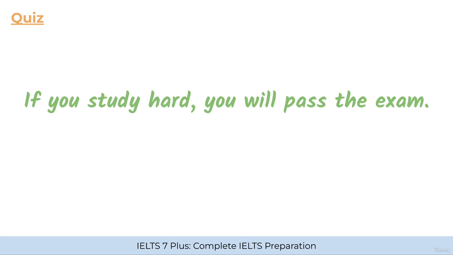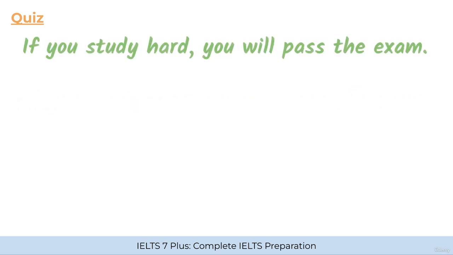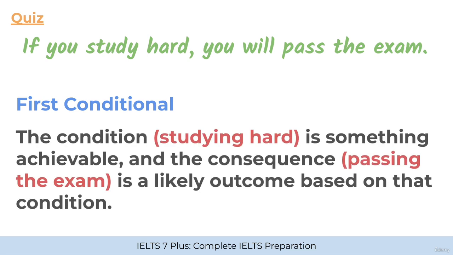If you study hard, you will pass the exam. So you might notice the difference now. Hopefully you're comfortable with the differences. It's quite straightforward to decide, okay, is this zero, is this first conditional? This one, for example, is the first conditional, and a sneaky trick as to how you can tell is because we have that will to express the future here. So the condition is studying hard. It's something achievable, it's possible, and the consequence, passing the exam, is a likely outcome based on that condition. So now you can see why it's called a conditional, because it's all based upon something happening, then something else will happen.